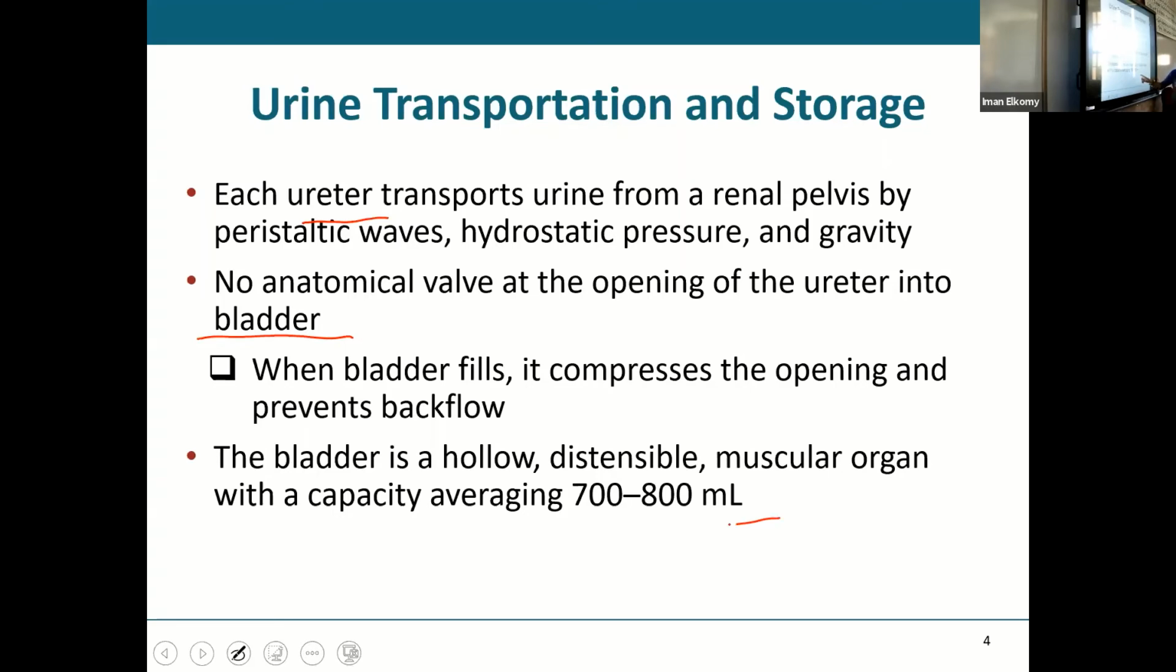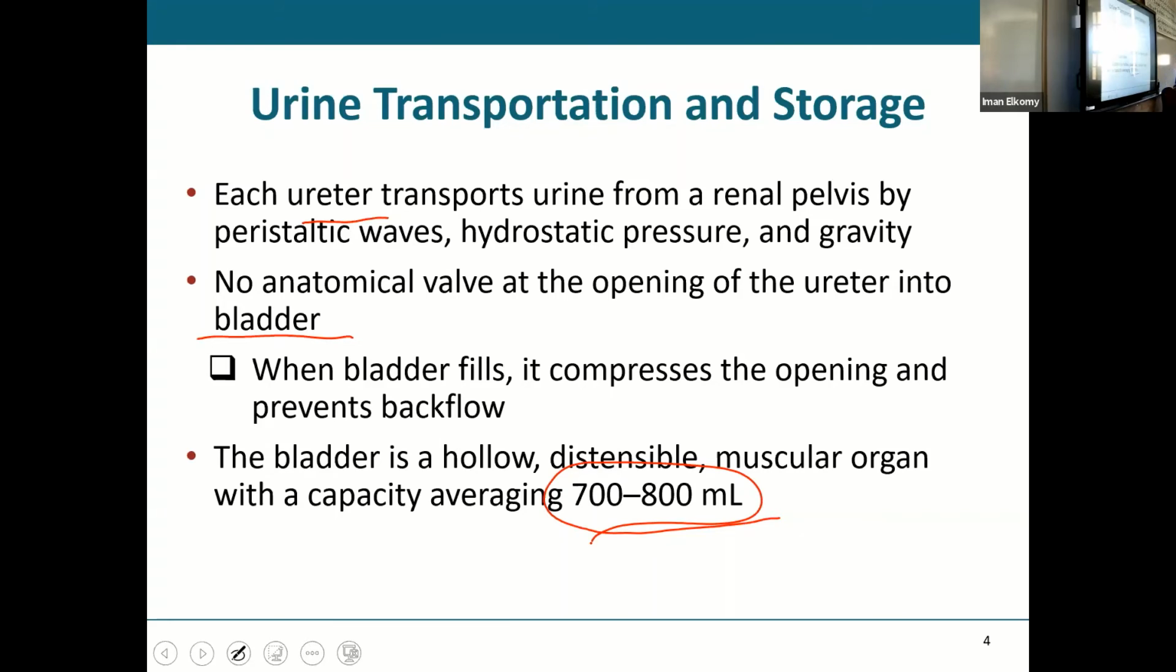The capacity of the bladder is 700 to 800 milliliters. How much is that? How many milliliters are in a liter? 1,000. Yes, from the sleepy man in the back. I mean, the man in pain in the back. 1,000. And there's about 4 cups in a liter. So basically, our bladder can hold about 3 to 3.5 cups of liquid, and then it has to be evacuated.